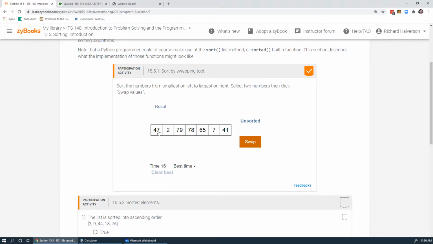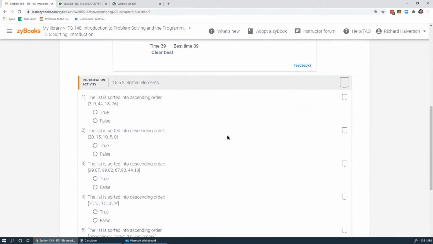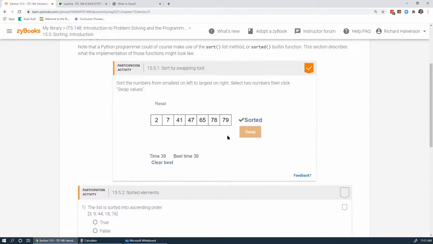Okay, well. Okay, now I've got 2 in the right place. 7. Oh, what if I just do this? Can I do that? Oh, now I've got 7 in the right place. And then 41 is next, so I'm going to swap these two. And then 47 is next, so I'm going to swap these two. Oh, and we're done. All right. So that's one example of sorting.